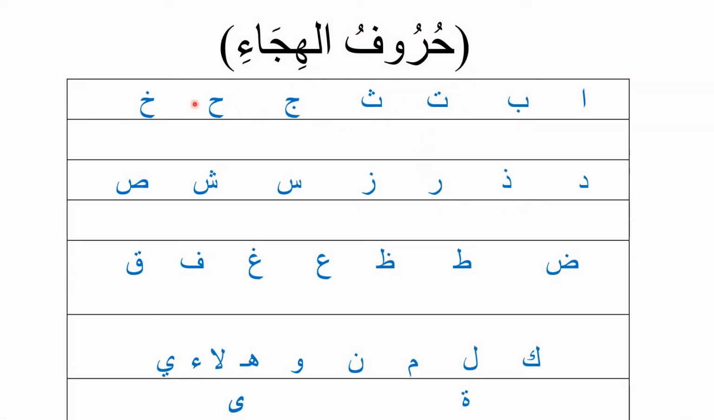We have seen this before. These are called the huruf al-hija, which are the alphabet. We read them before in the first video. These are just the letters initially, and this is what they look like without connecting them.